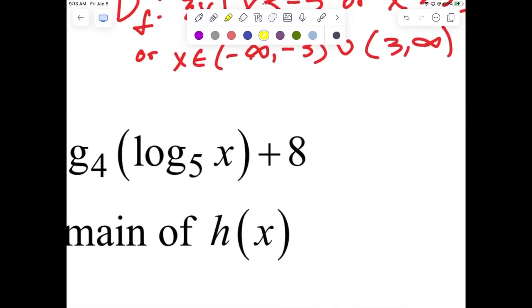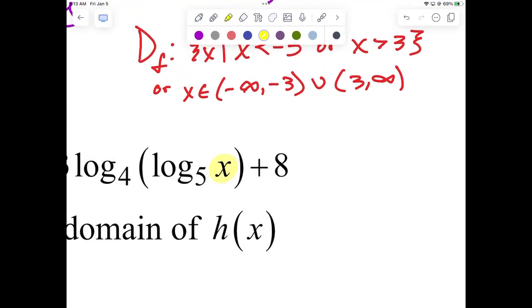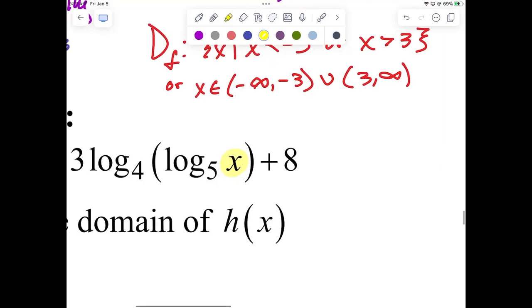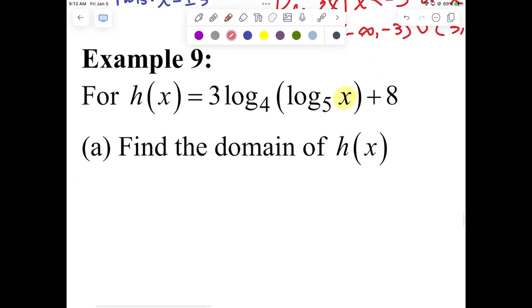If you look at the innermost log, it has an argument of x, doesn't it? So if I just treat that one by itself, I know x has to be greater than 0. Yes? That's part of the requirement. It's not going to work if x is not greater than 0. But the log base 5 of x itself also has to be greater than 0 because it's the argument on the log base 4. See that? Now I got to solve that inequality.